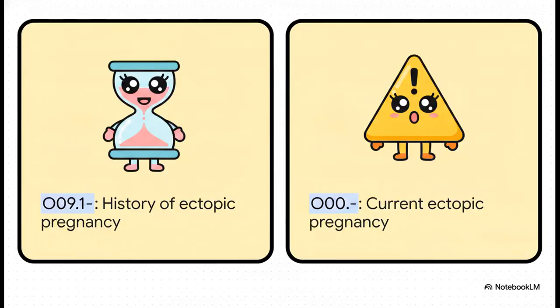And this brilliantly illustrates a vital distinction you absolutely must master. Subcategory O09.1 denotes a history of an ectopic pregnancy during a current, otherwise standard pregnancy. Conversely, category O00 denotes a current, actively occurring ectopic pregnancy. You must never ever confuse a history of a condition, our O09 codes, with a currently active complication falling under O00. Mixing these two up completely changes the clinical picture, the treatment plan, and of course, the facility reimbursement.